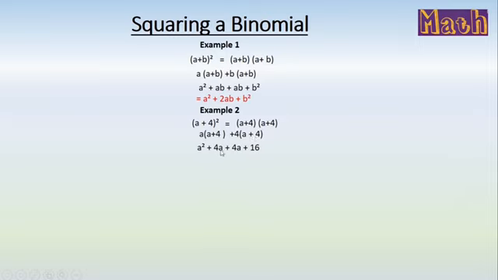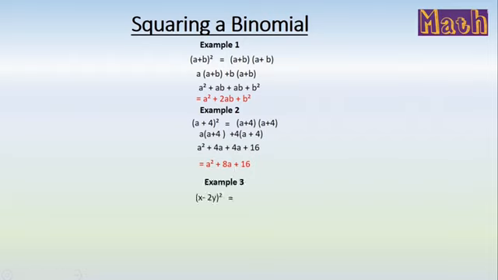Then in grouping like terms, this 4a and 4a are like terms. So 4 plus 4 gives me 8a, and the a squared and the 16 are unlike terms. So I'll repeat them below. So a squared plus 8a plus 16 becomes my final answer.